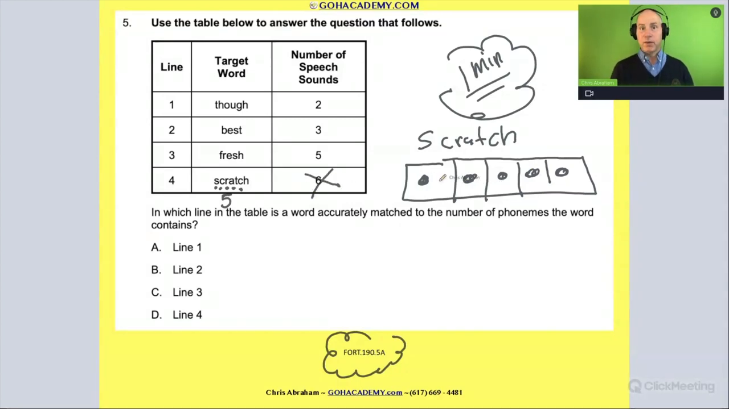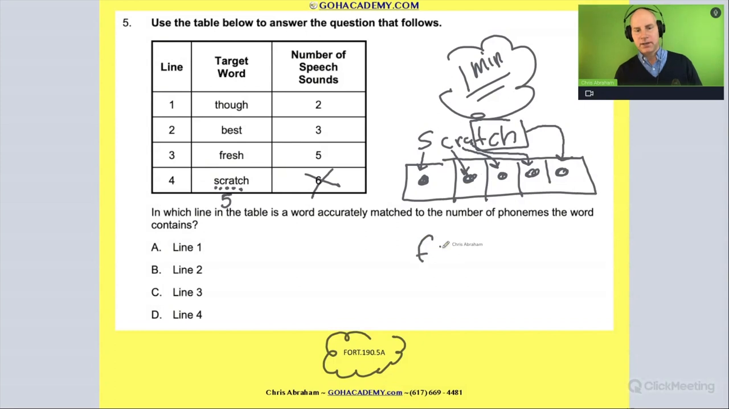Does everyone see that? And if we practice a little bit of letter sound correspondence, okay, the S goes here, the C goes there, the R goes there, the short A goes there, yes? And then the trigraph, three letters that make one sound, or we could just say consonant cluster, goes there. Does everyone see that? So scratch actually has five sounds, not six. That's out. How about fresh?